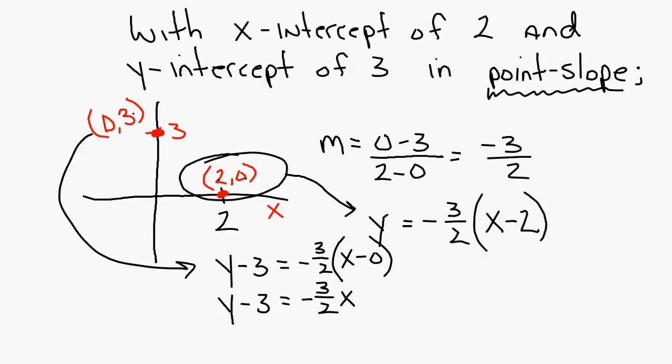Understand that if you see it this way, that means the x value of one of the points is 0. If you see it this way, the y value of one of the points is 0. All right, so does anybody have any questions?